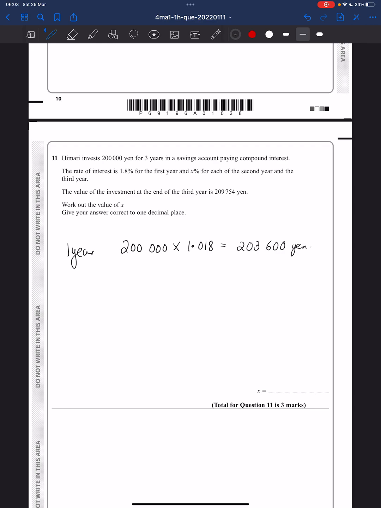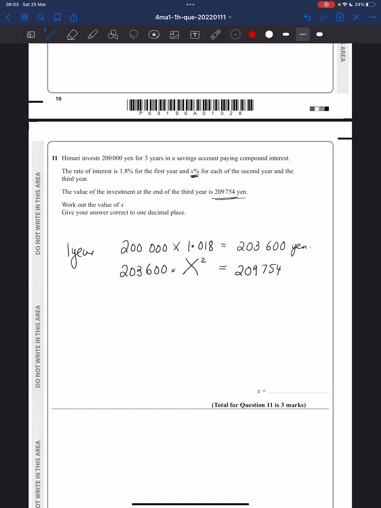Okay, so the next one, 203 times 600 times something, we don't know what it is. Let's call it big X, because little x is the percentage, but big X is going to include this one as well. So big X squared. Oh, a bit of an X overload there. I'll just put little x there. Little x times big X squared is equal to 209,754.